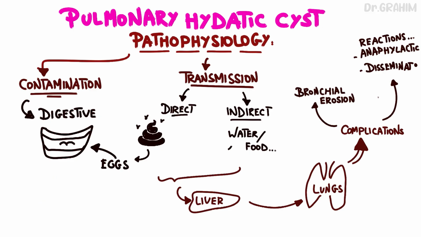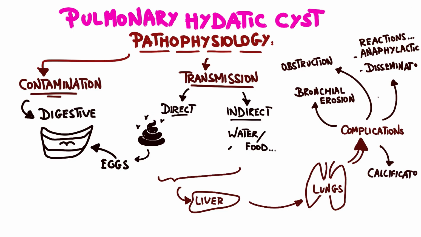The pulmonary hydatid cyst enlarges over time, potentially leading to bronchial obstruction or major respiratory problems if left untreated. On the other hand, calcification of the cyst is rare but may occur in cases of chronic evolution or in the late stages of infection.